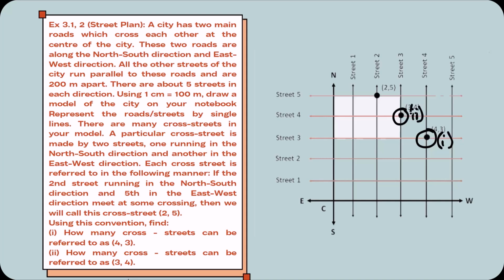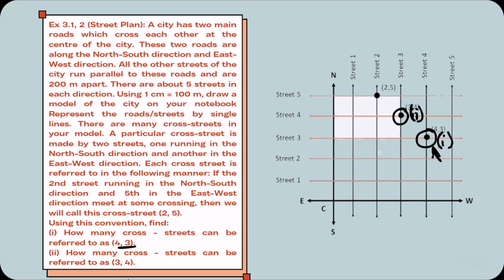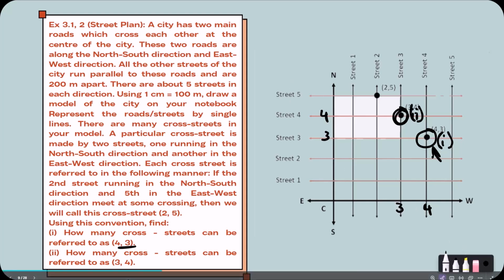So this is the idea, right? We have 4, 3 and 3, 4, which are clearly visible to us. How many streets can be referred to as 4, 3? Only one. This is the first one, street 4 and 3, 4, 3. Now where is 3, 4? Here we have 3 and 4. This is 3, 4, right? So like that we get 2 points. Simple as that. It's easy, right? Now let's see the next exercise 3.2.